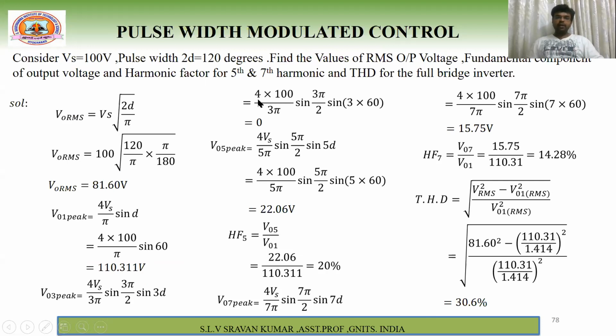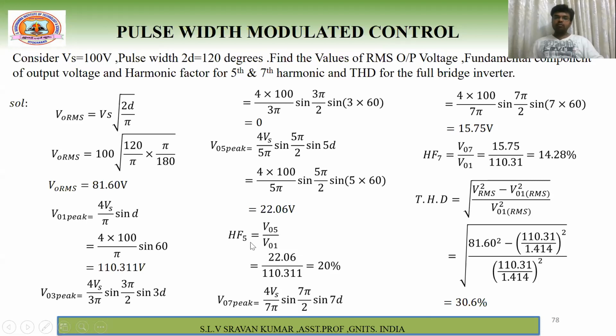If you simplify, 4 into Vs is 100, divided by 3 pi, sine 3 pi by 2, into sine 3 into d. Sine 3 into d means sine 3 into 60, which is simply sine 180. Sine 180 is 0. That means the third harmonic is 0. Every time in a full bridge or half bridge inverter, the third harmonic percentage is 33.3%, but here we are making it 0. Similarly, for the fifth harmonic, in place of 3 you substitute 5 and you will get 22.06.